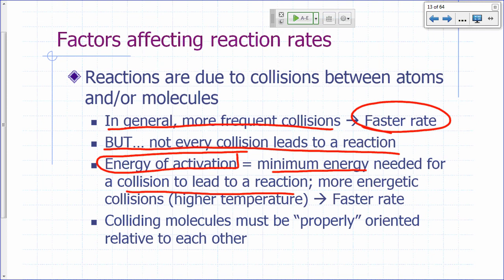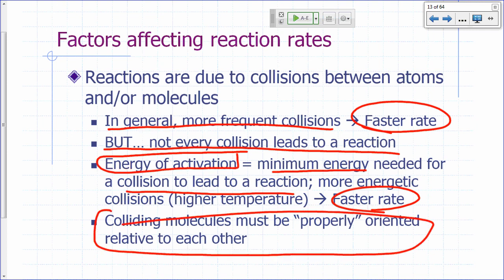That minimum energy that you need is called the energy of activation. So if you have more energetic collisions, that means in general, the higher the temperature, the faster the molecules are moving. If you have more energetic collisions, you would expect a faster rate. So in general, when the temperature increases, you would expect faster rates. You have faster movements, more frequent collisions, more energetic collisions. And even though the molecules might have enough energy to actually react, sometimes if they're not oriented the right way, when they're not approaching each other in the correct positions, they may not actually react. So there's another factor that needs to be considered.